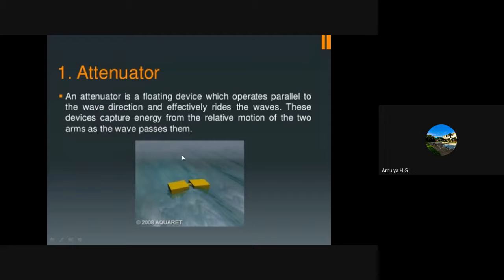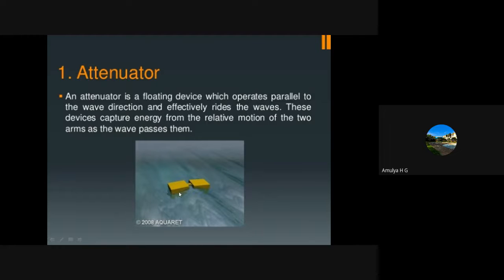Moving on to the first type, that is the attenuator, or it is also called a PLMS. What is this PLMS? It is a wave energy converter technology that uses the motion of the waves on the ocean surface and converts that into electricity. This is what we call PLMS or attenuator. The attenuator is a floating device. That means it is an offshore device which operates parallel to the wave direction and effectively rides the waves.